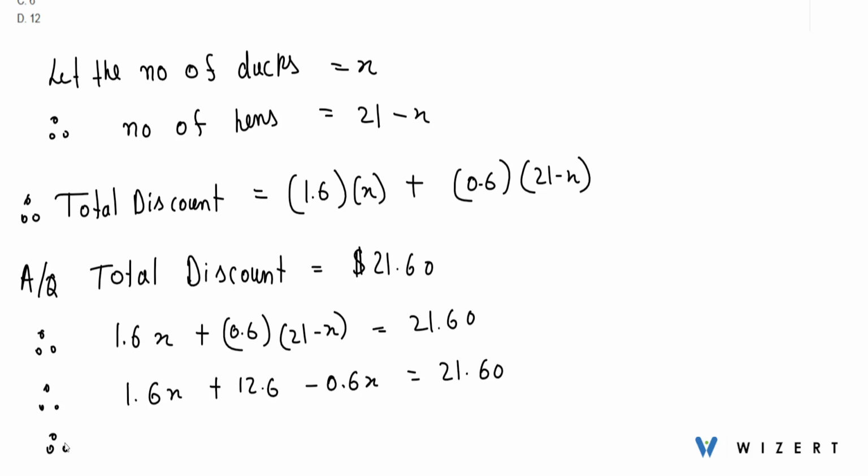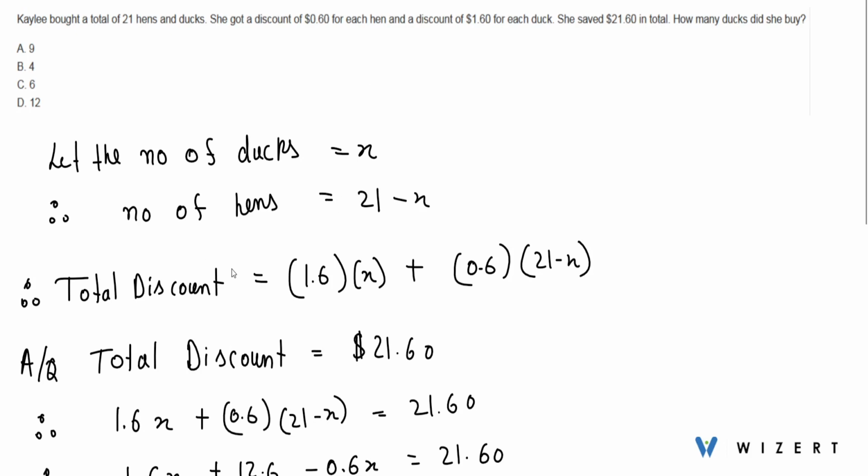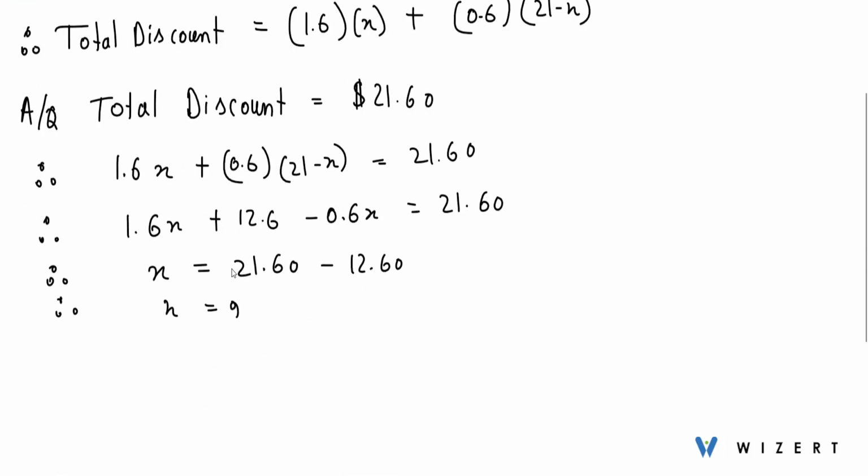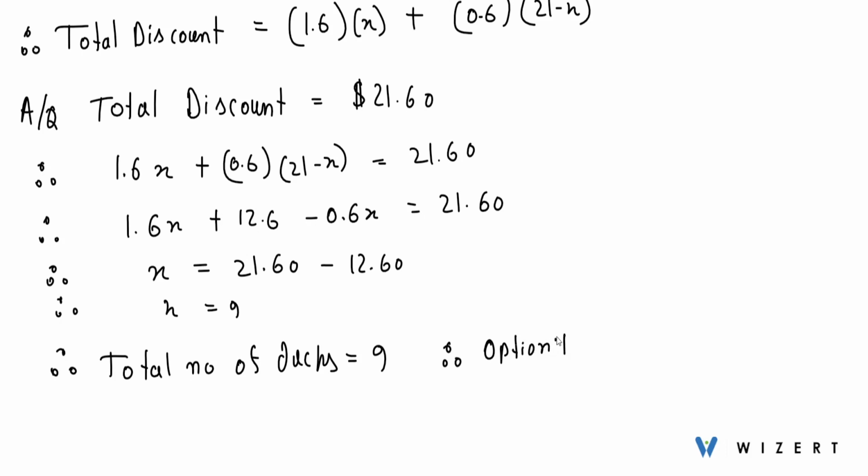Therefore 1.6x minus 0.6x will be equal to x. Next will be equal to 21.60 minus 12.60. So 21.60 minus 12.60 will give us x equals 9. Now what is x? x is nothing but the total number of ducks. So the total number of ducks is equal to 9. Upon checking the options, we see that option A will be the required final answer.